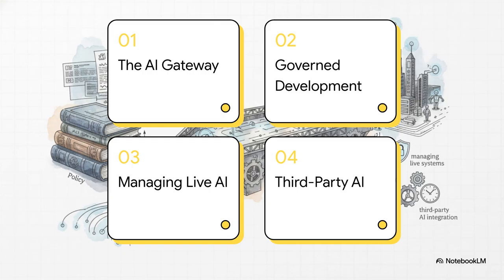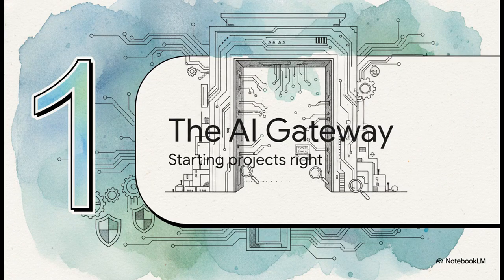So here's the journey we're going on today. We're going to walk through the whole AI lifecycle, looking at 4 critical playbooks. We'll start at the very beginning with the AI Initiative Gateway, then dive into the governed development lifecycle. After that, we'll talk about what happens when AI is live, and we'll wrap up by tackling the tricky world of third-party AI.